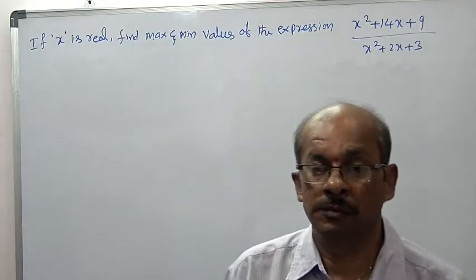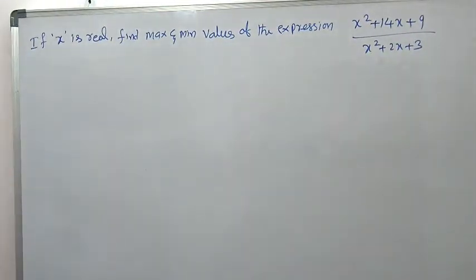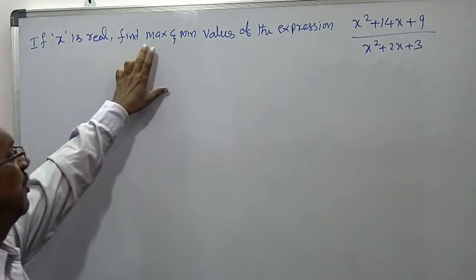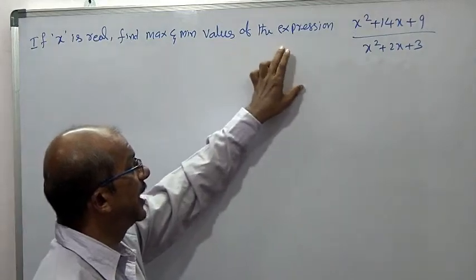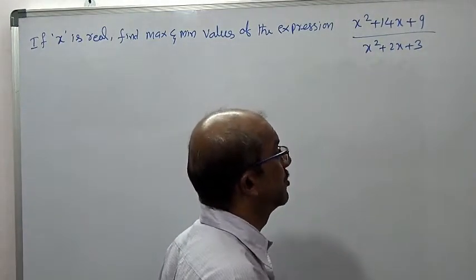Sometimes the question is asking like this. If x is real, find the maximum and minimum values of the expression x square plus 14x plus 9 by x square plus 2x plus 3.